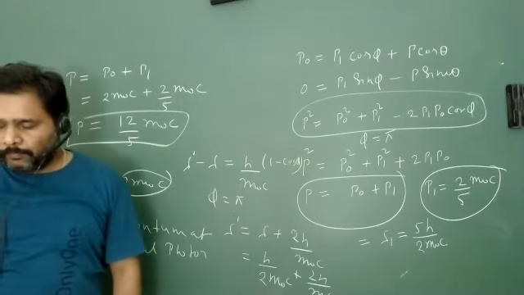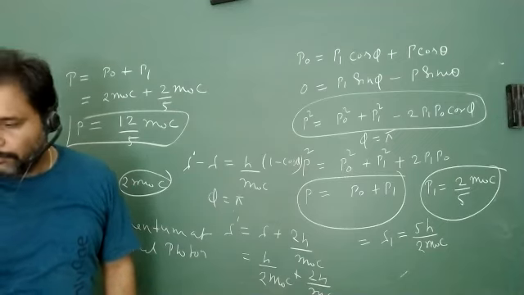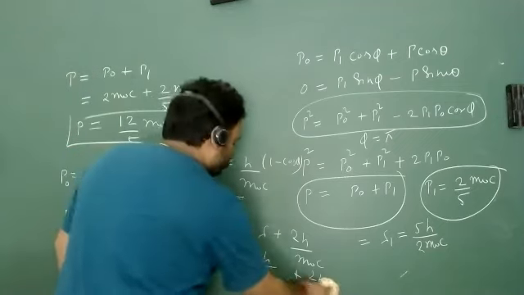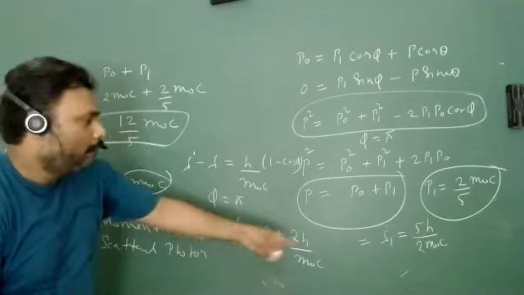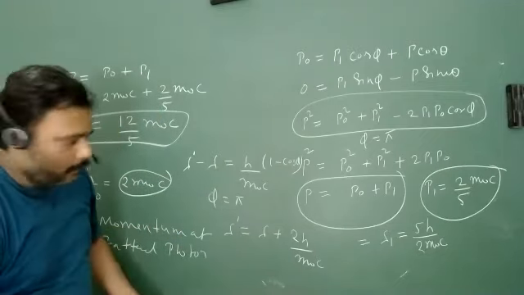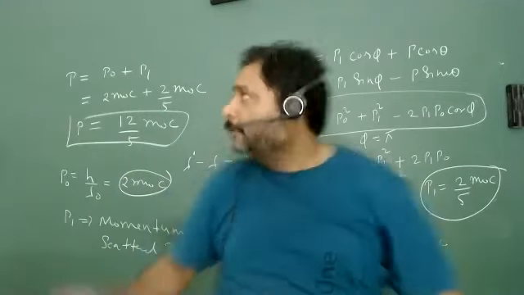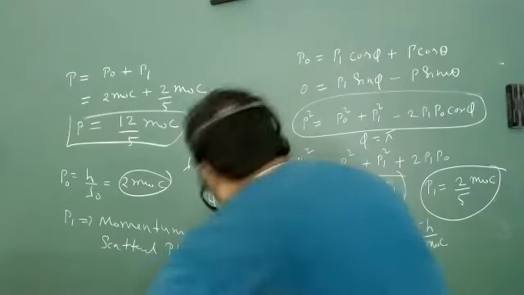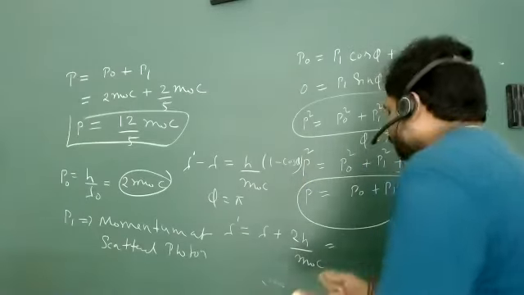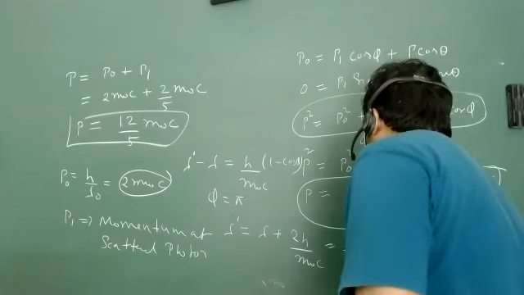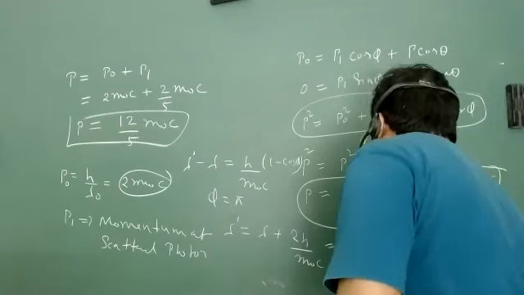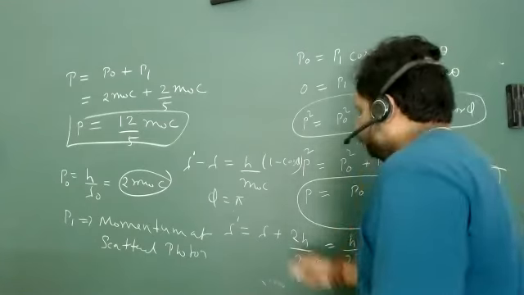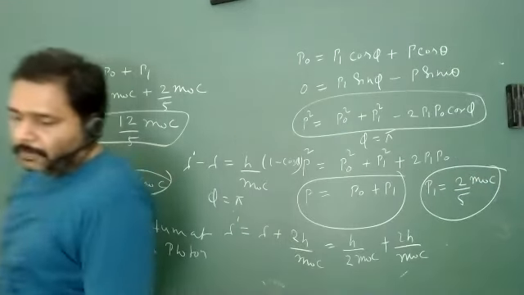Sorry to stop you, but the last part of the derivation was not visible. If you can dictate out the last part of this derivation. Okay. So lambda we have, what is the value of lambda? I am just writing here. Lambda is equal to h upon 2 m naught c plus 2h upon m naught c. Okay. So this is the value of lambda.